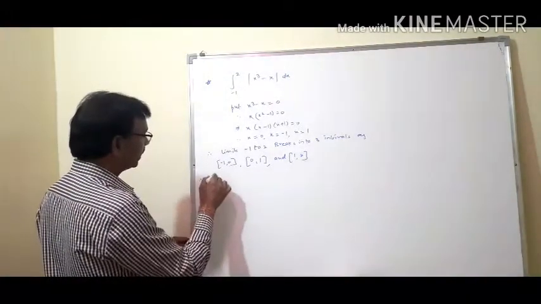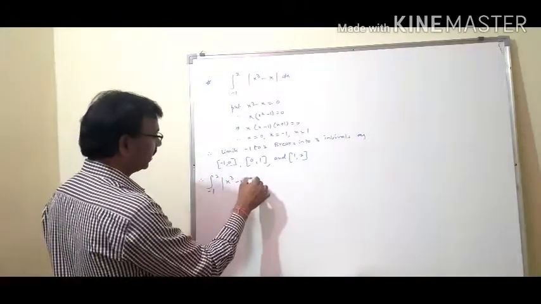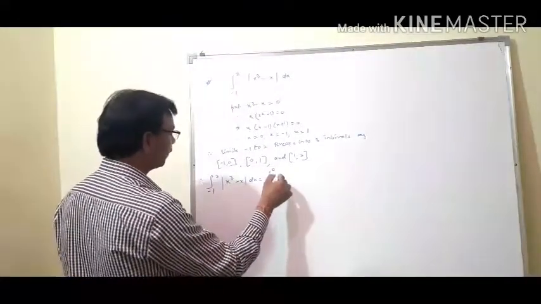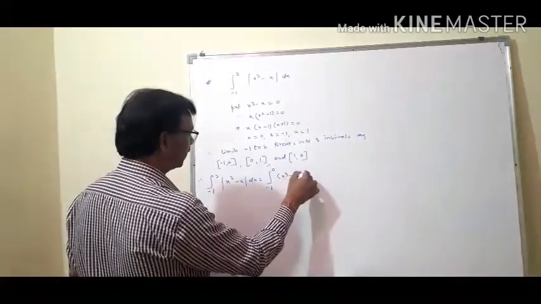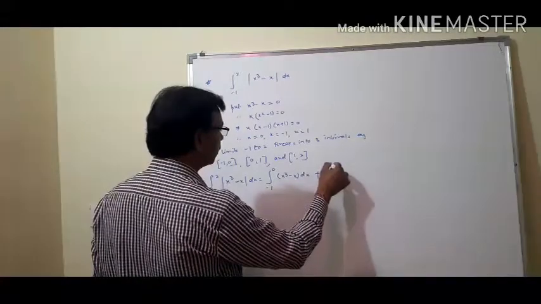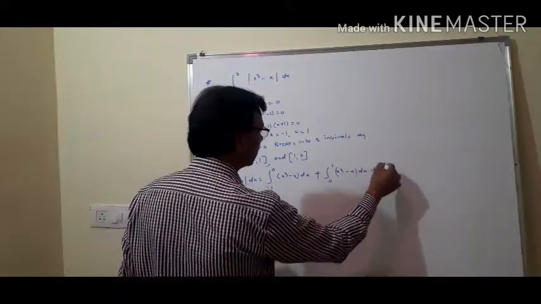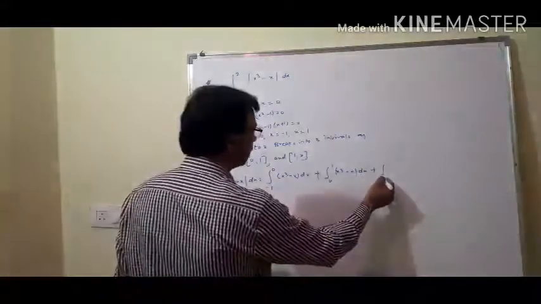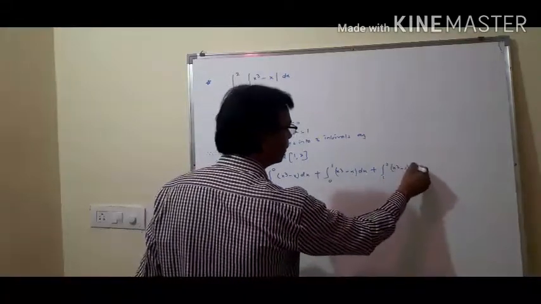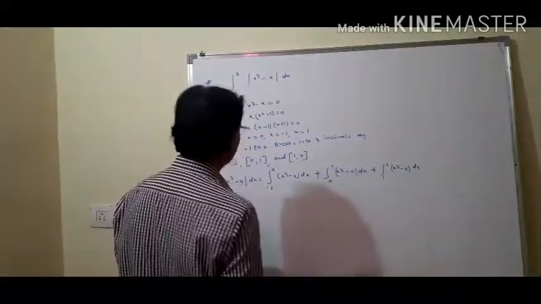Therefore integration minus 1 to 2 of modulus of x cube minus x into dx equals integration from minus 1 to 0 of x cube minus x into dx, plus integration 0 to 1 of x cube minus x into dx, plus integration 1 to 2 of x cube minus x into dx. Since these signs are not correct, we correct them here.